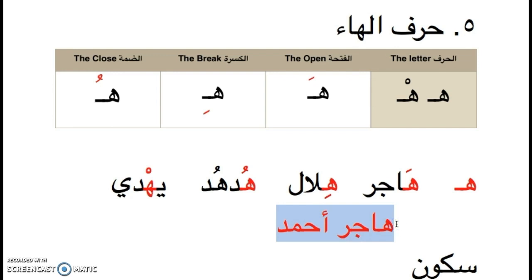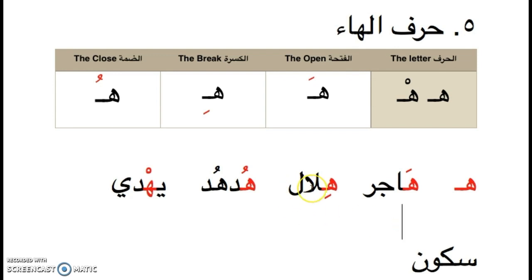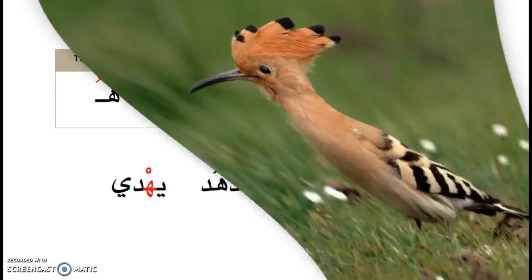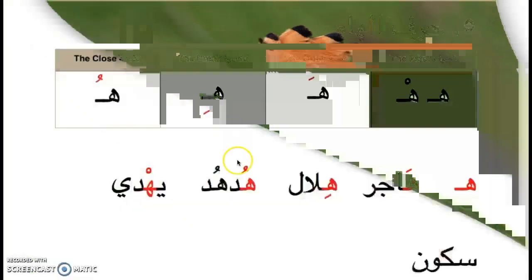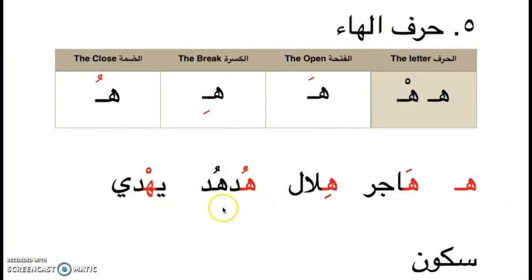Anyhow, hilal. Hilal is the moon crescent, you know, when the moon is in the crescent shape. Hudhud is a bird, and I think you guys call him hoopoe, but I guess it's better to just show an image. So this guy is the Hudhud. So hudhud, the bird we just showed. Yahdi. Yahdi is he guides.